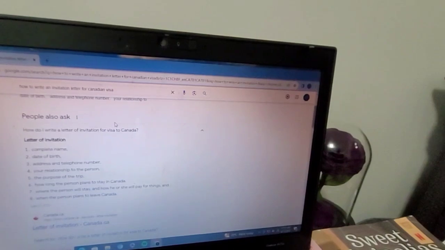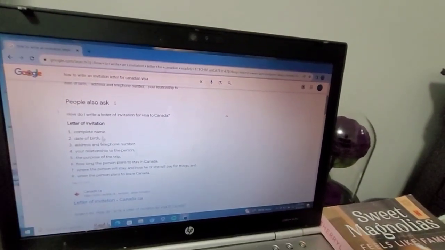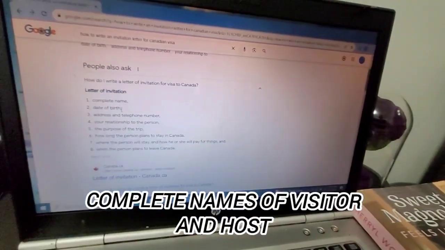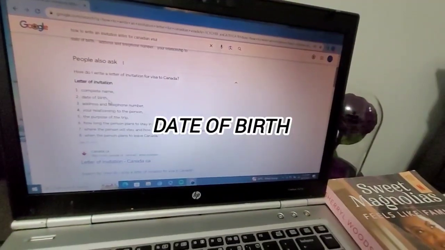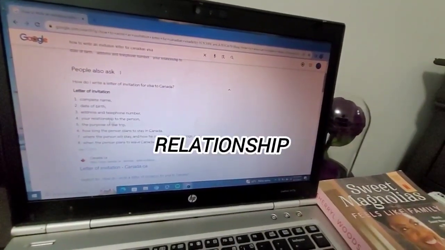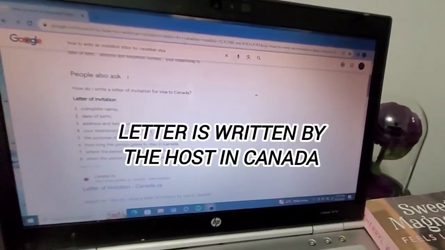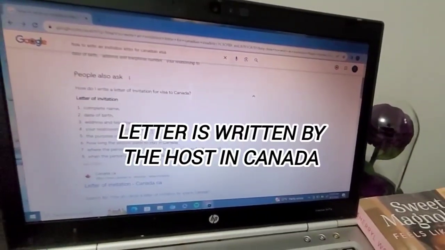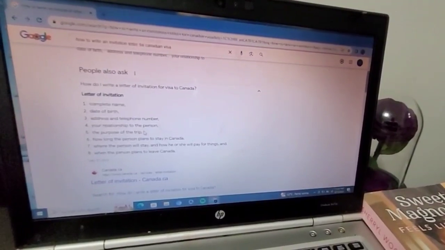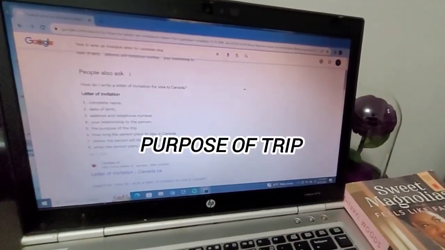So the first thing here is complete name, date of birth, address and telephone number, your relationship to the person. This letter is written by the person you are going to stay with or the person you are visiting. So the relationship to that person, whether it's sister, brother, cousin, aunt, uncle, father, mother, family, friend. And then you have the purpose of the trip.